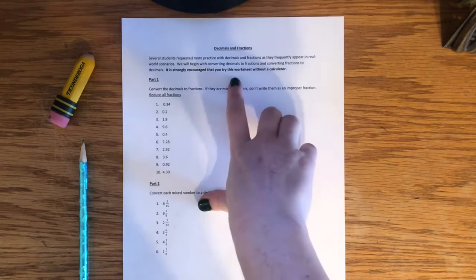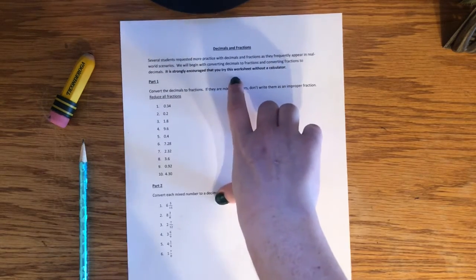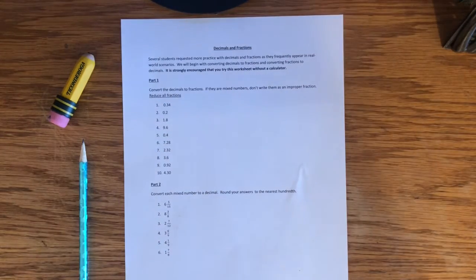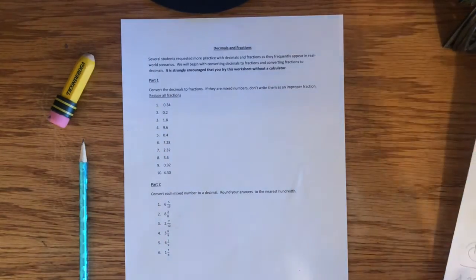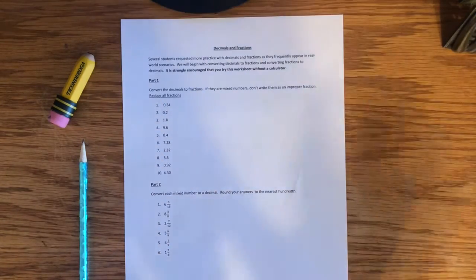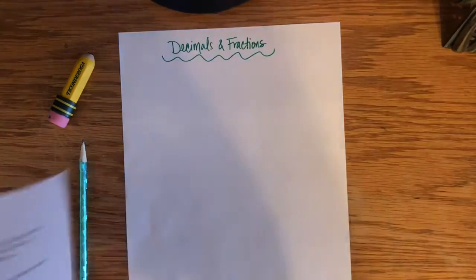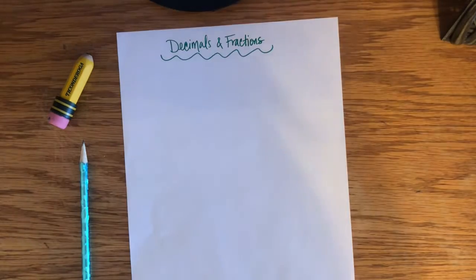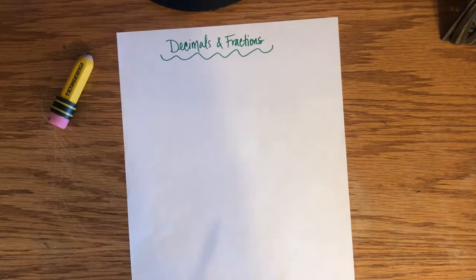So you'll notice on this worksheet, I wrote that it's strongly encouraged that you try to do this without a calculator. Obviously, I'm not going to be able to monitor that. But in order to get the most out of this assignment, trying it without a calculator is really going to help you. So I'm going to give you guys a few examples, and then you'll just do this one on your own piece of paper, like always, and submit it via Google Classroom. So I'm going to start off.